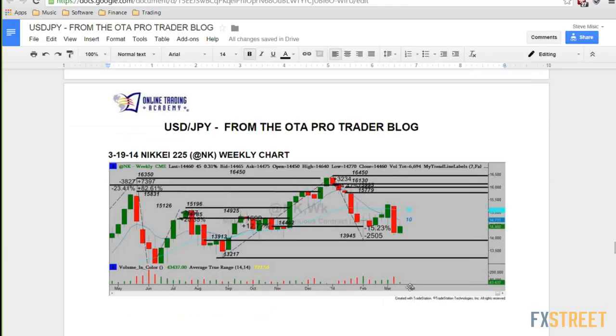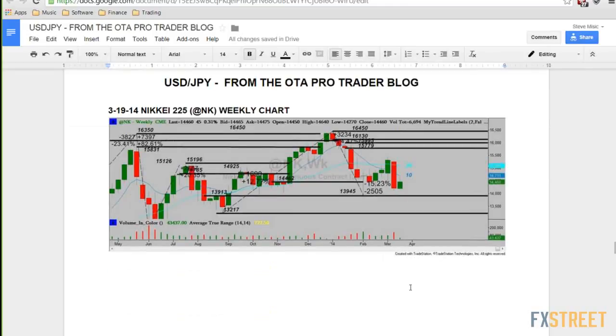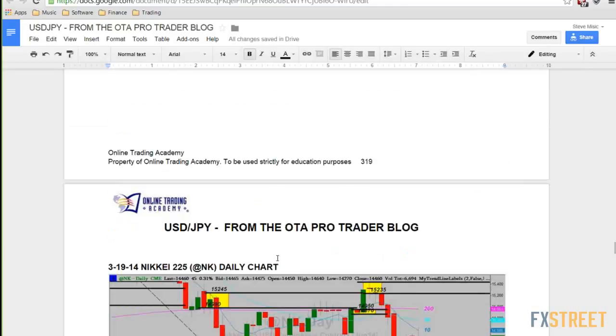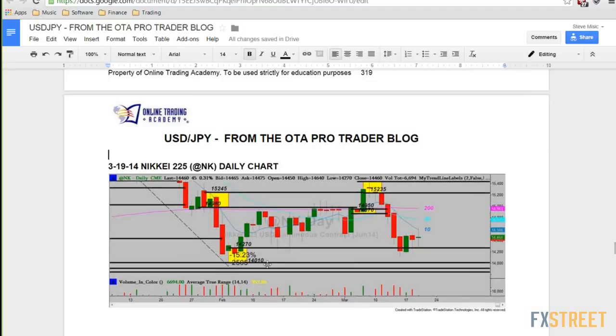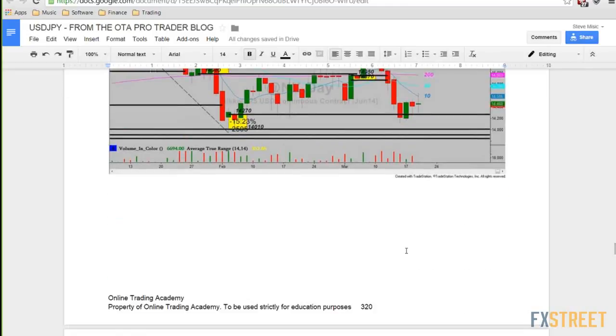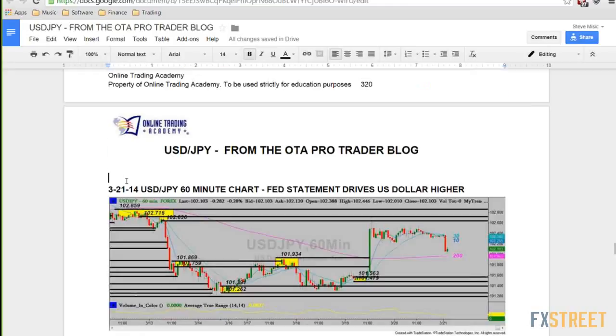And Nikkei has a push into the demand level between 14,270 and 14,010. And now we spend 1, 2, 3, 4 days in the level. Now we've already tested this level, remember, in February. And now we're back in here in March. And of course, if we rally from here, we've got new supply levels overhead.